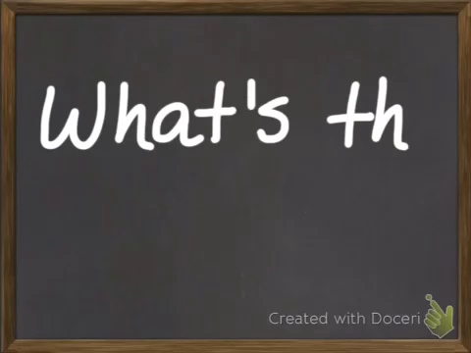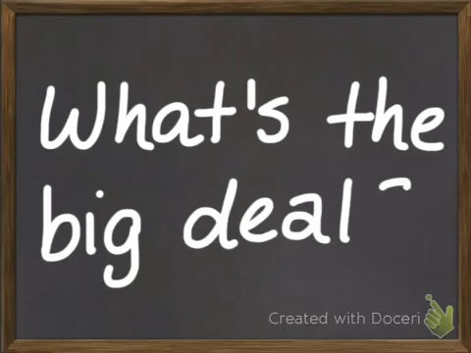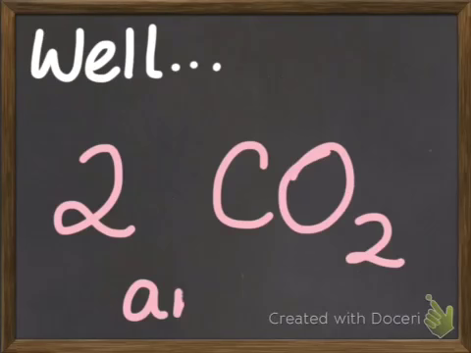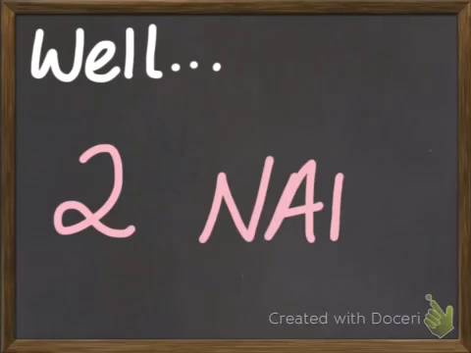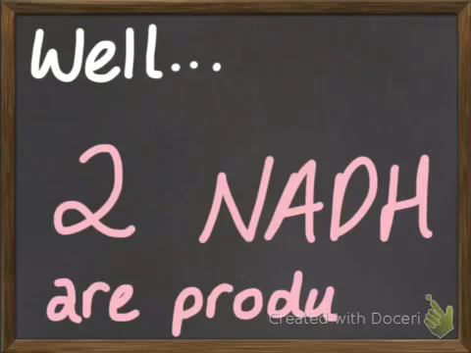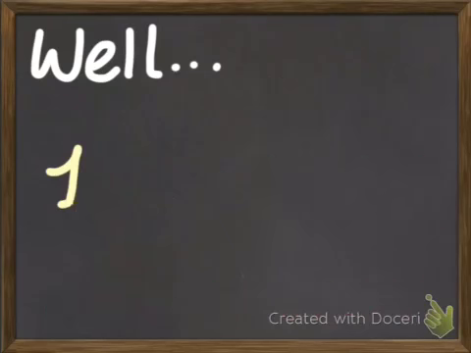What's the big deal, you ask? Well, not only are 2 CO2 produced, but 2 NADH are also made, and each acetyl-CoA now has 2 carbons.